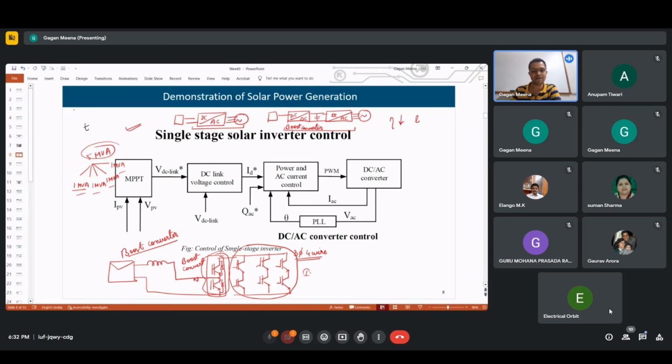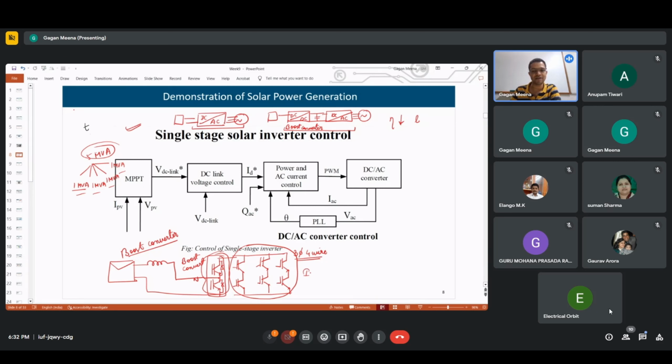So VDC is always greater than VAC, and it should be sufficiently large. This voltage difference will enable power flow, transfer of power from the DC side to the AC side. So this voltage VDC should be greater than the peak value. This is VRMS, so the peak value will be root 2. So VDC should be greater than root 2 VAC, meaning the peak value of the AC side.